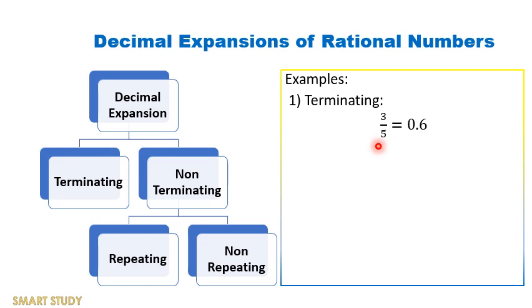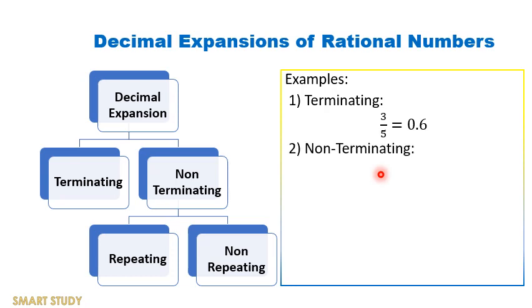Here we are dividing 3 by 5 by the division process and we will get 0.6, and after this 6 the division process ends, meaning we get remainder 0. So there is an end for the decimal places here. So this is a terminating decimal expansion. A terminating decimal expansion means it's a rational number.